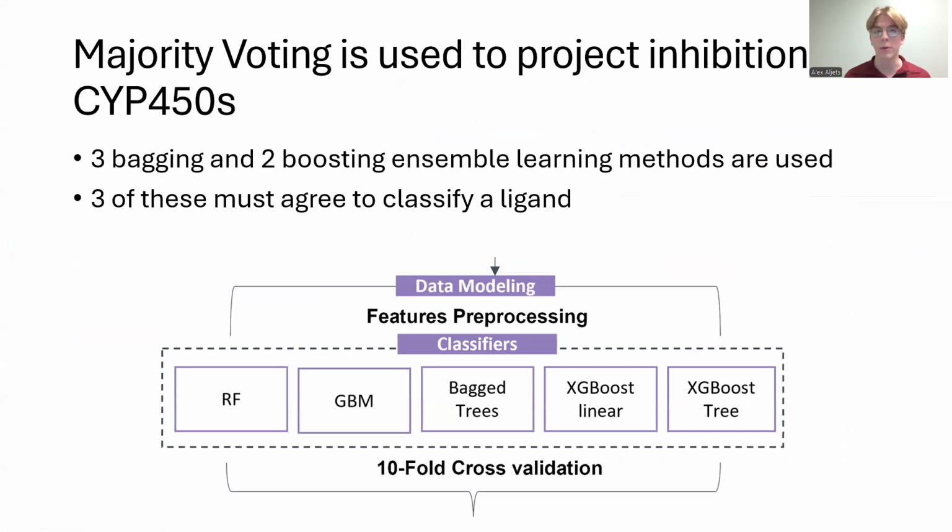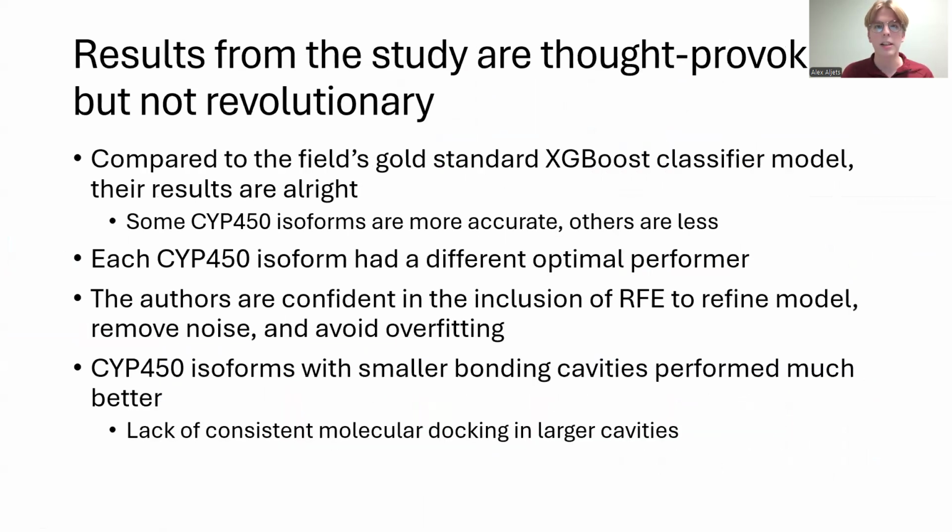So they use a majority voting model. They have 3 bagging and 2 boosting ensemble learning methods. Just 3 of them have to agree to classify a ligand is the meat of that part.